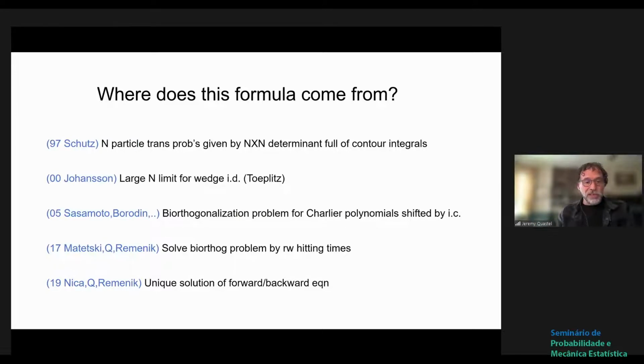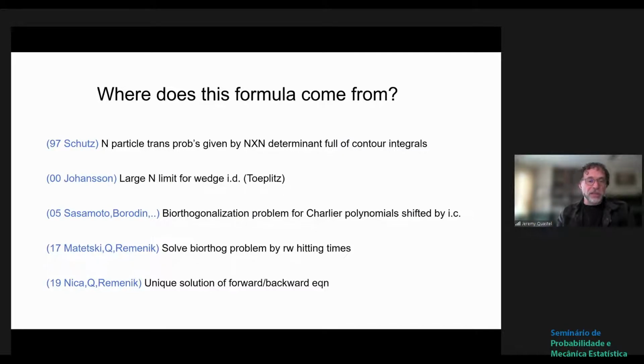Now, Sasamoto discovered that by trying to row reduce the formula and use some recursion equations that these contour integrals satisfied, he discovered that it can actually be written as a kind of signed determinantal point process on a space of Gelfand-Tsetlin patterns. And then there's a machinery called Eynard-Mehta, which allows you to try to compute the top line of such a thing. And in doing so, they reduced the problem to a certain algebra problem, a biorthogonalization problem for Charlier polynomials, which I won't describe because I don't have enough time in this talk.